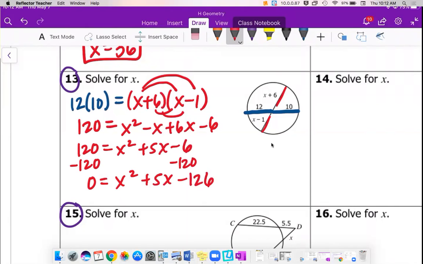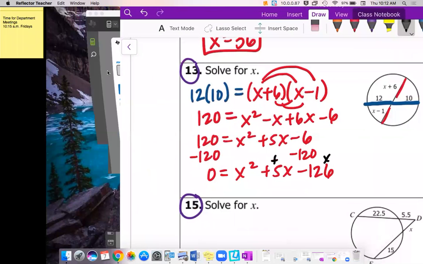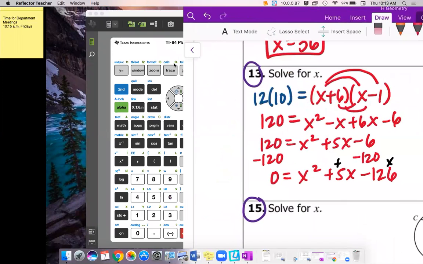Now, what you guys have to do is you're looking for two numbers that multiply to be 126 and add to be 5. So the easiest way to go about doing this is just to take your calculator out and to just play around with some numbers. So let me get this calculator out here.